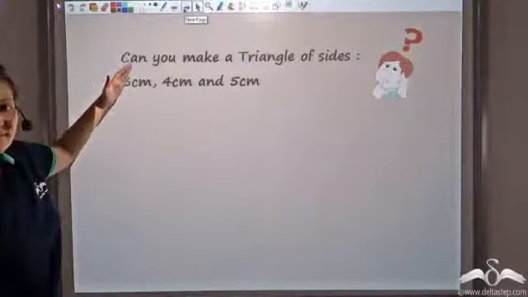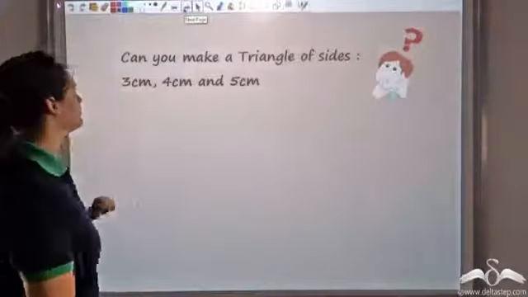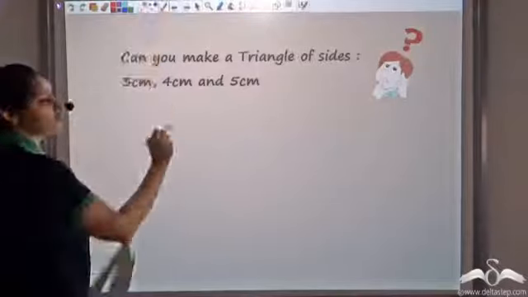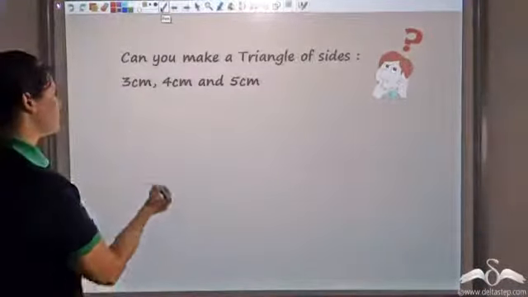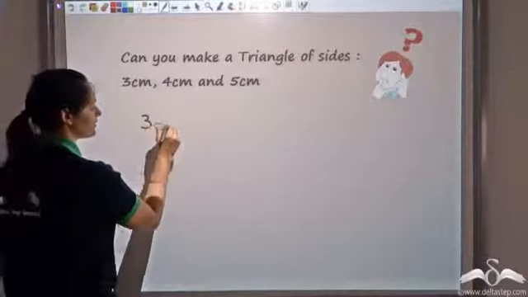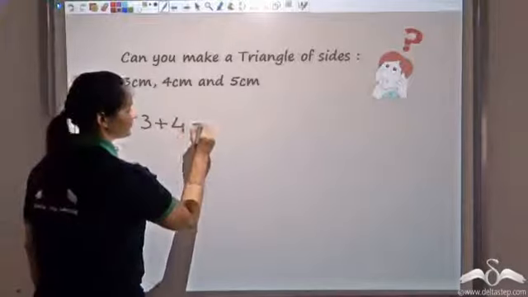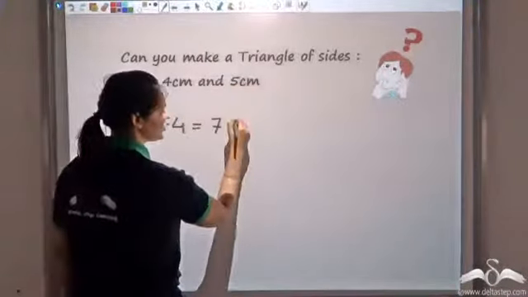So, now let's see. Now can you make a triangle with sides 3, 4 and 5? So, what you need to check is that the sum of 2 should be greater than the third. So let's take any two, 3 and 4. So 3 plus 4 is 7, which is greater than the third, which is 5.